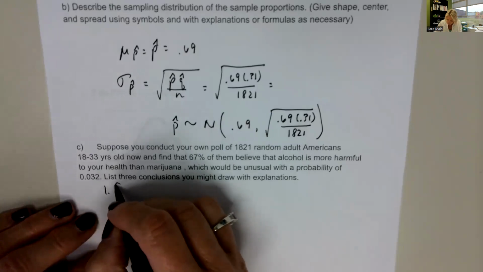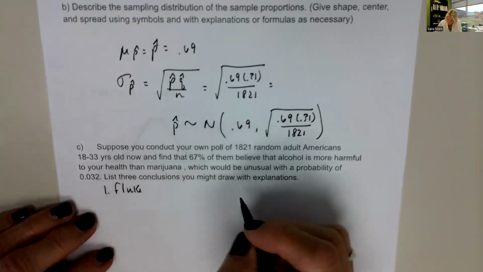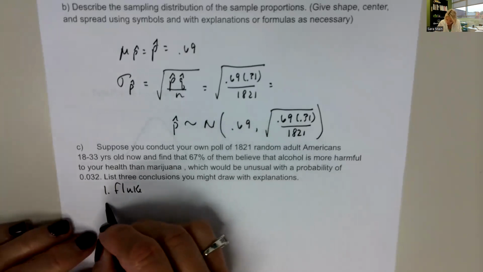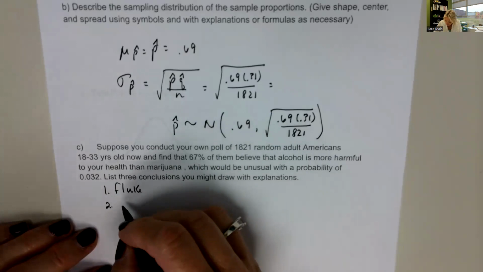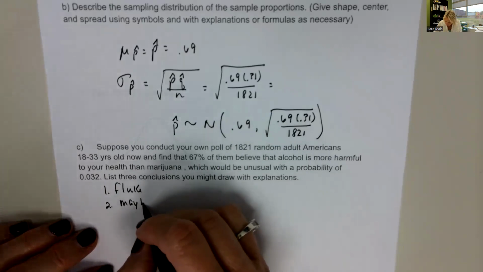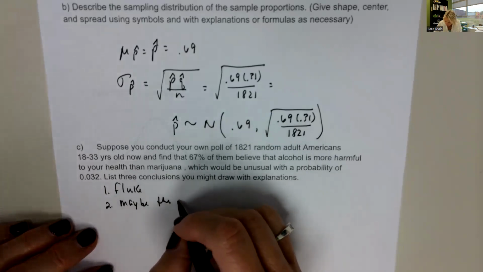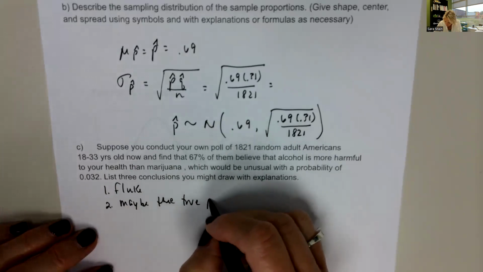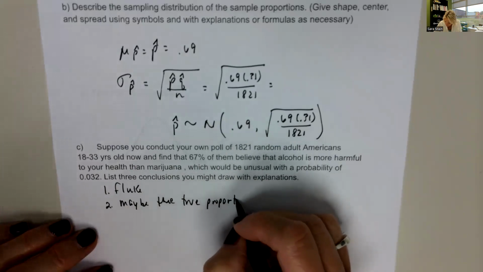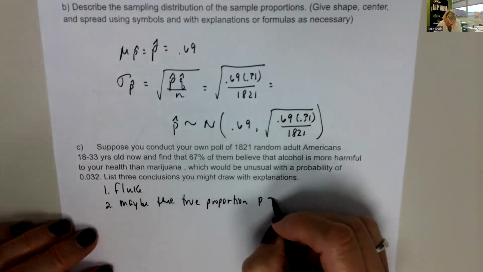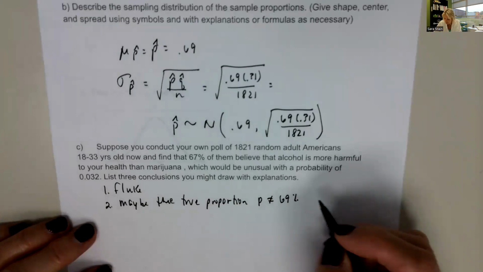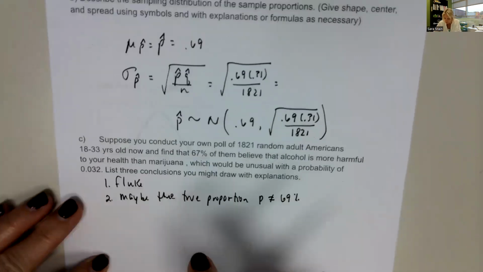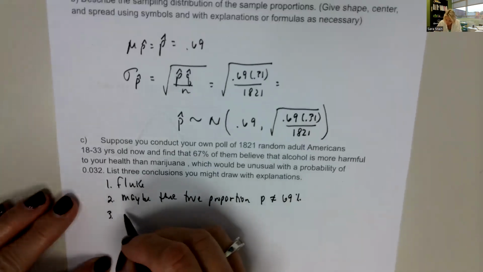So we said it could just be a fluke, right? The second thing is maybe the true proportion p is not actually 69%. Maybe that's really not true. Maybe it's really lower, like 67%. And the third thing is maybe not a random sample.